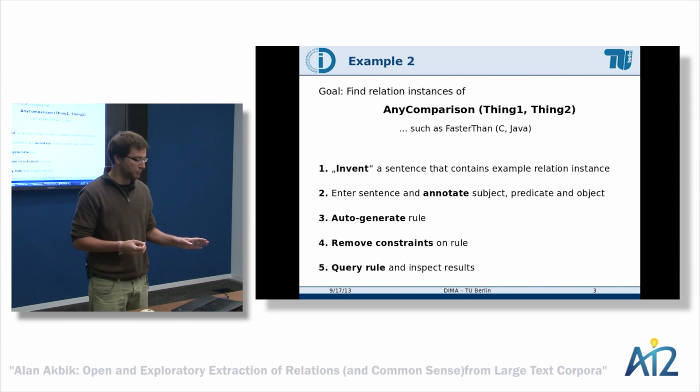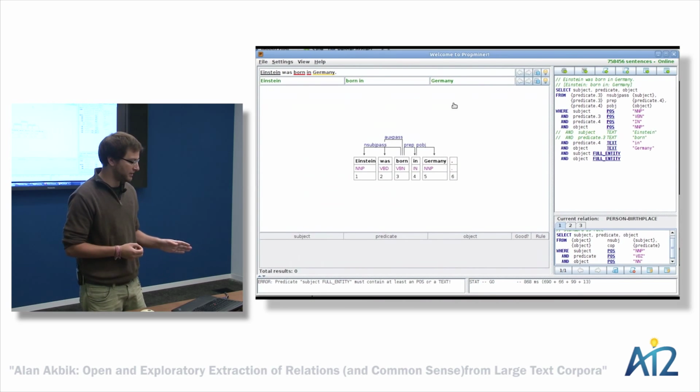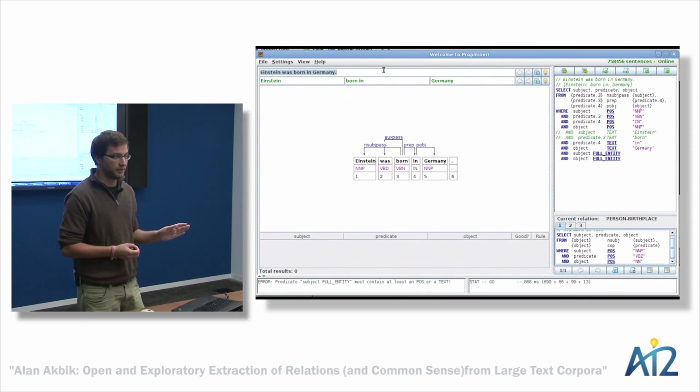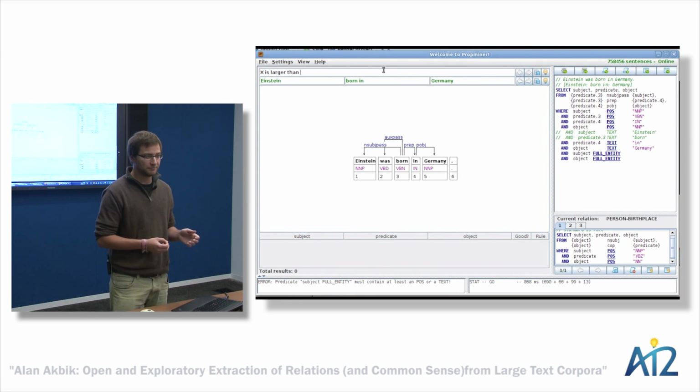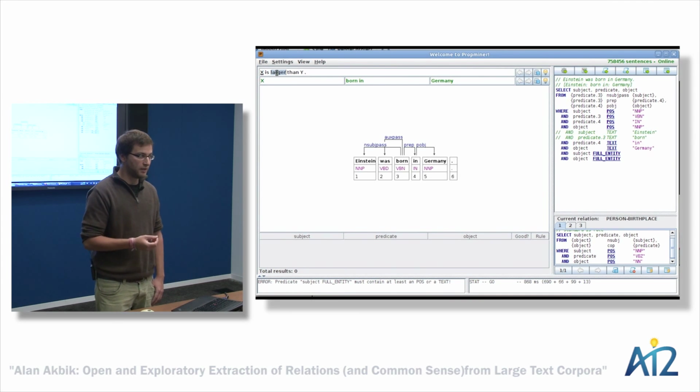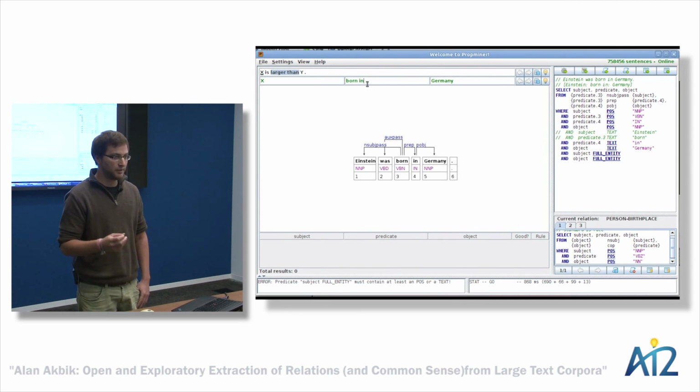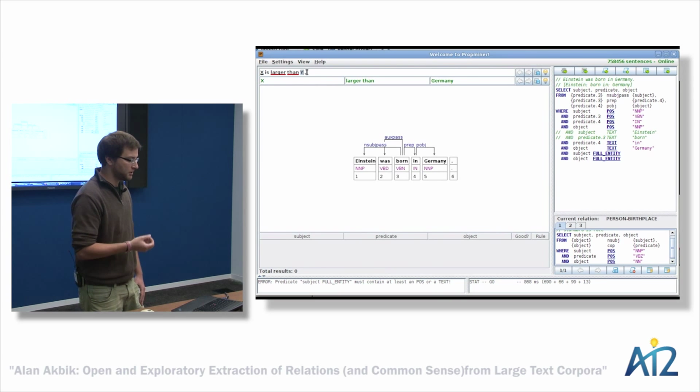So we have the same workflow. We invent a sentence and annotate it. But this time I'm even less creative than last time. I'm not even making up entity names here. I'm just saying x is larger than y, right? I say x is the subject. I have to put that in. X is the subject. Y is the object of the relationship. And the words that evoke the relationship are larger than, right? So I put that in.